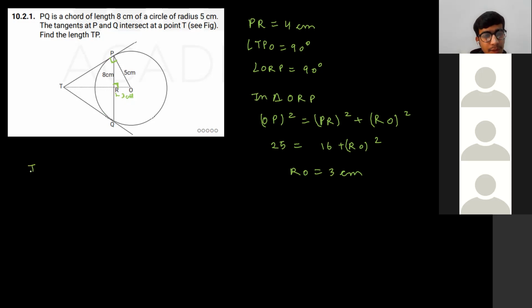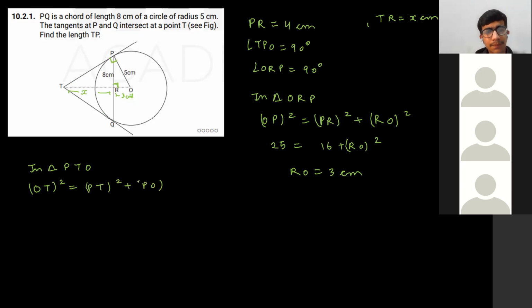Then I'm moving to triangle PTO. I'm taking TR as X centimeters. So in triangle PTO, can I say OT the whole square is equal to PT square plus PO square? Again, using the Pythagoras theorem.